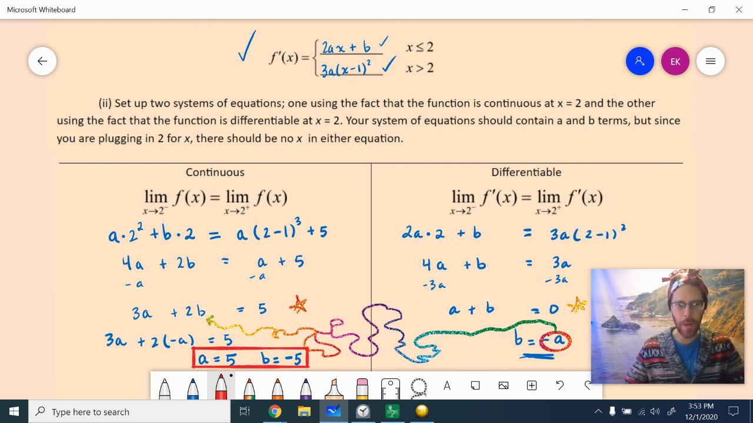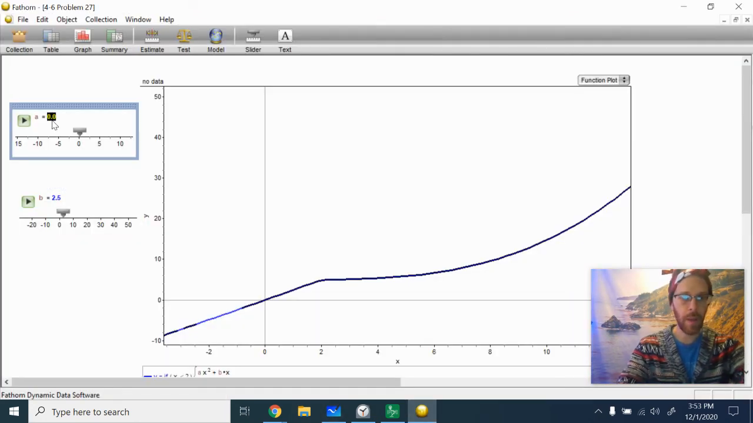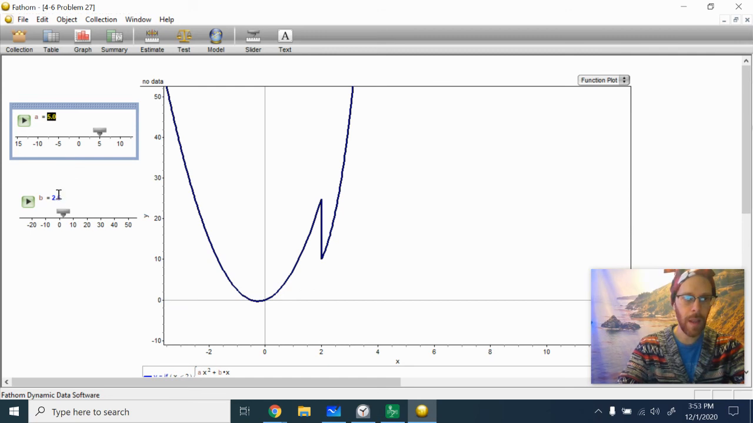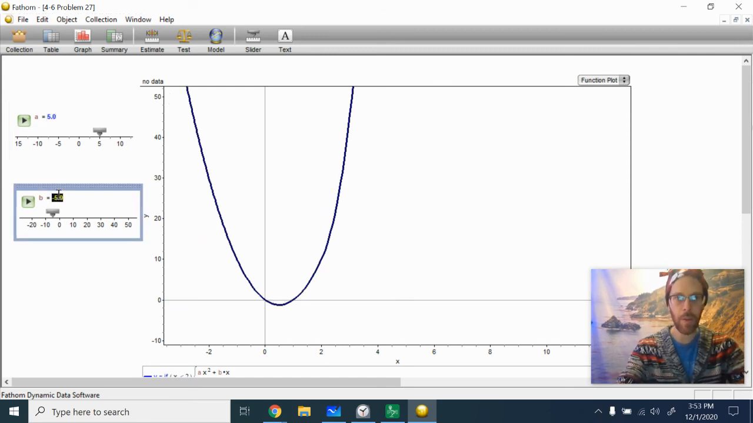It's some kind of messy work. Let me show you that it works. I'm going to go to my buddy Fathom here, type in a 5 for a and a negative 5 for b, and look how smooth that graph is. The end.